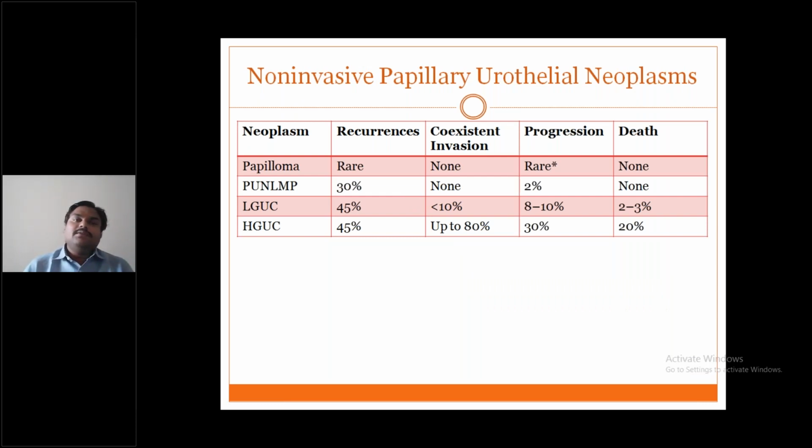Let us see the prognosis regarding these non-invasive papillary urothelial neoplasms. If it is a papilloma, recurrence is rare, there won't be any invasion, and progression and death are also rare. In papillary urothelial neoplasm of low malignant potential, the recurrence is around 30%, invasion is again none, progression is only 2% and death is none. In low-grade urothelial carcinoma, the recurrence is around 45%, invasion is less than 10%, progression is 8 to 10% and death is around 2 to 3%. Whereas in high-grade urothelial carcinoma, the recurrence is around 45%, invasion is up to 80%, progression is 30% and death is around 20%.